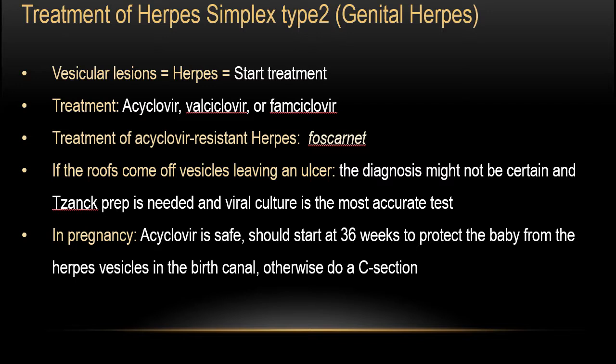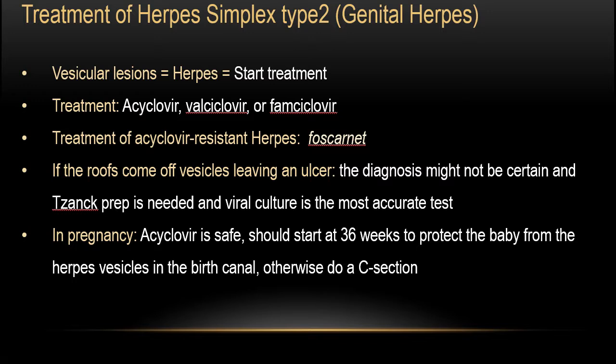Sometimes the roofs of these vesicles are just lost, and we get de-roofed vesicles, and they look as if they were ulcers, and now the diagnosis might not be very easy on a clinical basis. This is where we need to do the Tzanck prep, and the viral culture is going to be the most accurate test whenever the vesicles are not obvious, whenever the vesicles turn into kind of ulcers.